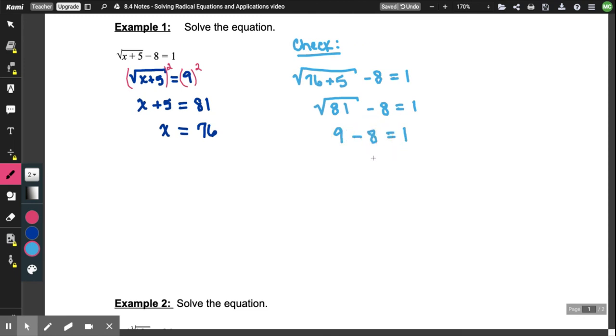Because it's the same as an exponent, that means that it falls in the same place in the order of operations that an exponent would. Then I've got 9 minus 8 equals 1, which is far enough for me to tell that that is in fact true. So that means x equals 76 is a good answer for this equation.